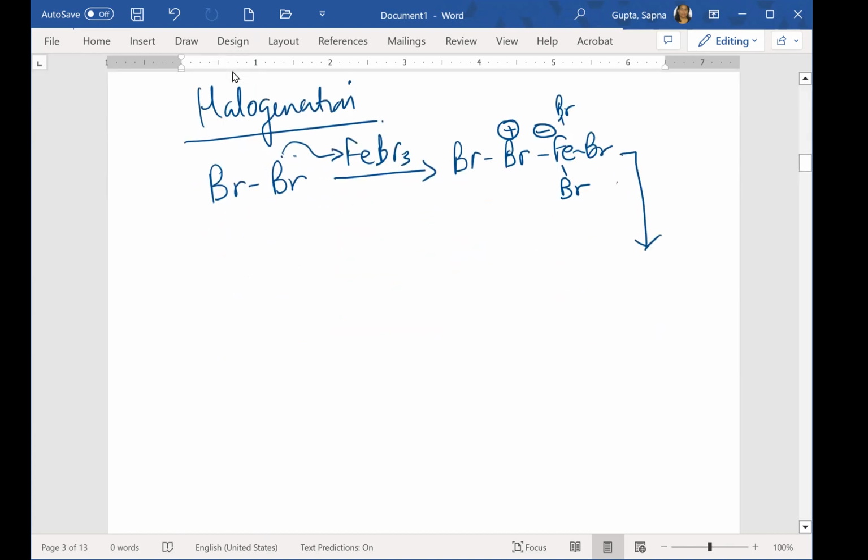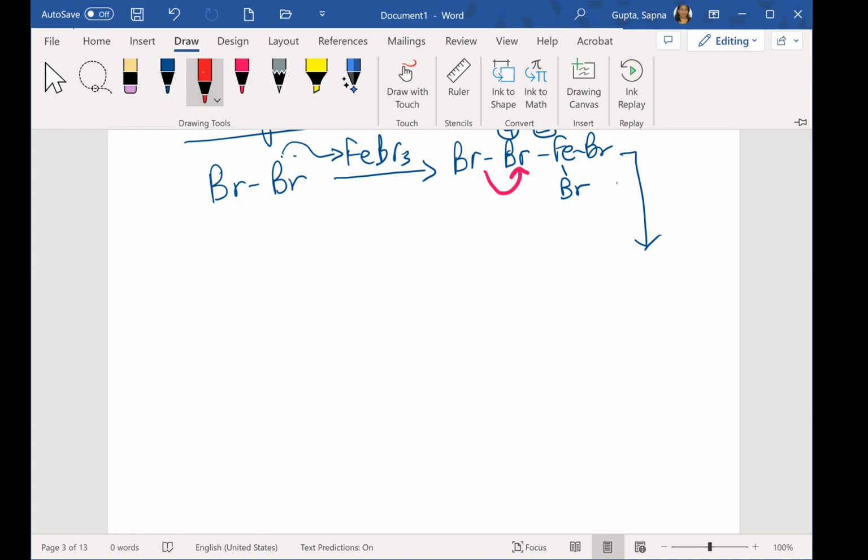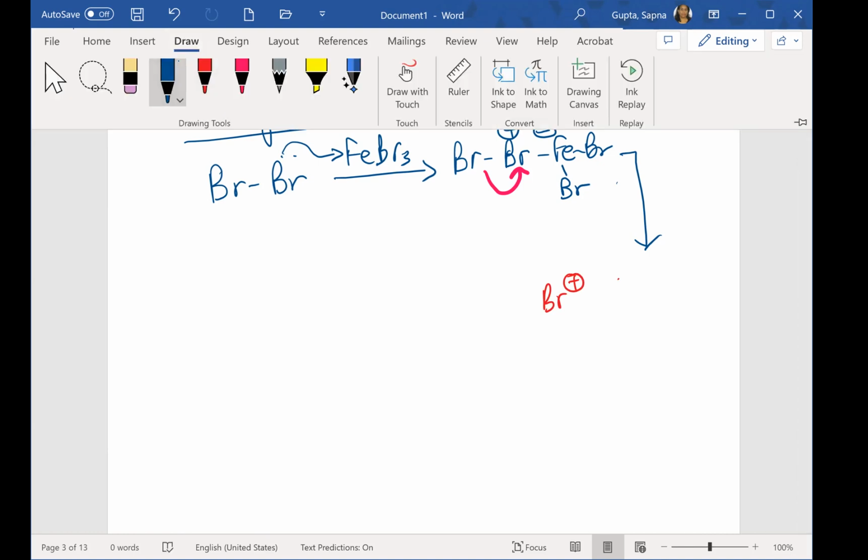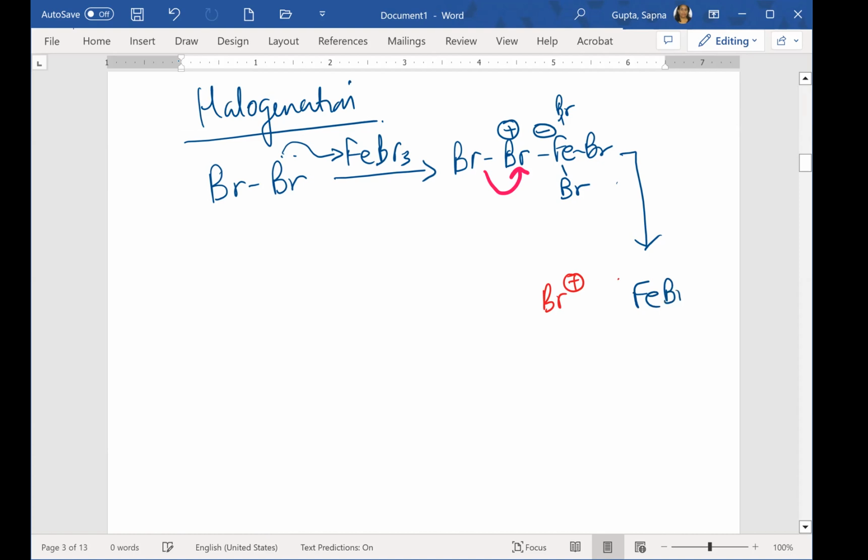So then the next step is, we haven't formed the electrophile yet. The next step is actually to form the electrophile, which is like this. Okay, so you break this bond. And so now in this case, you generate the Br plus. That's your electrophile. And you also have this. Now, this is the conjugate base that we've been talking about. And then this is the electrophile. So you generate these two.